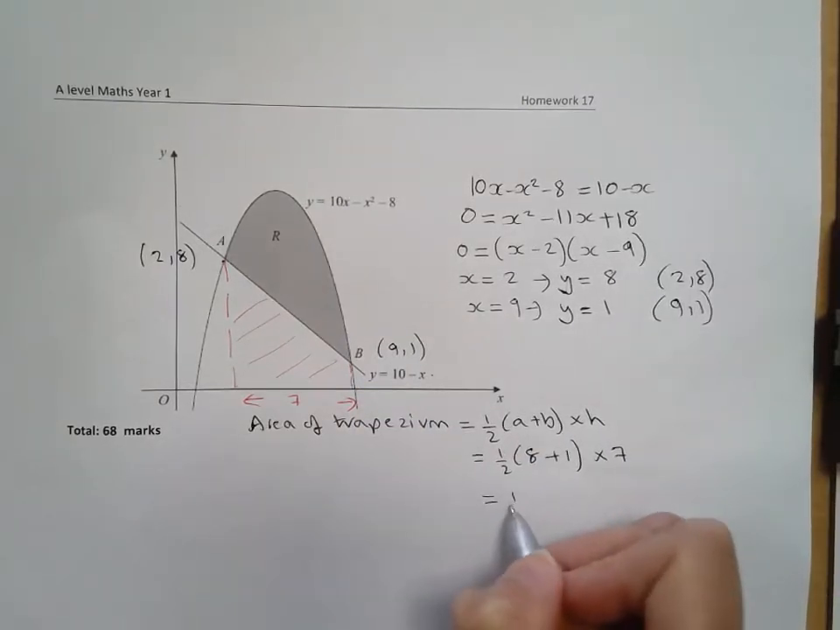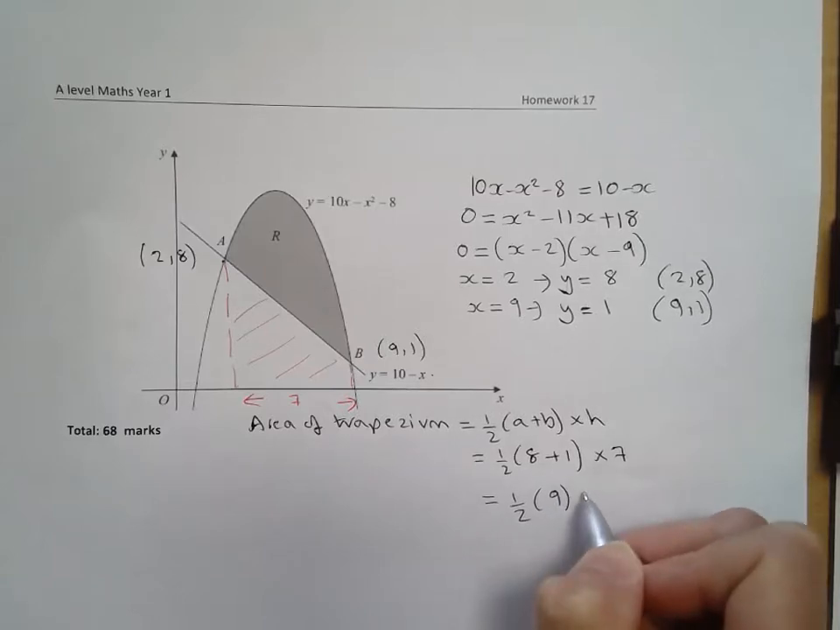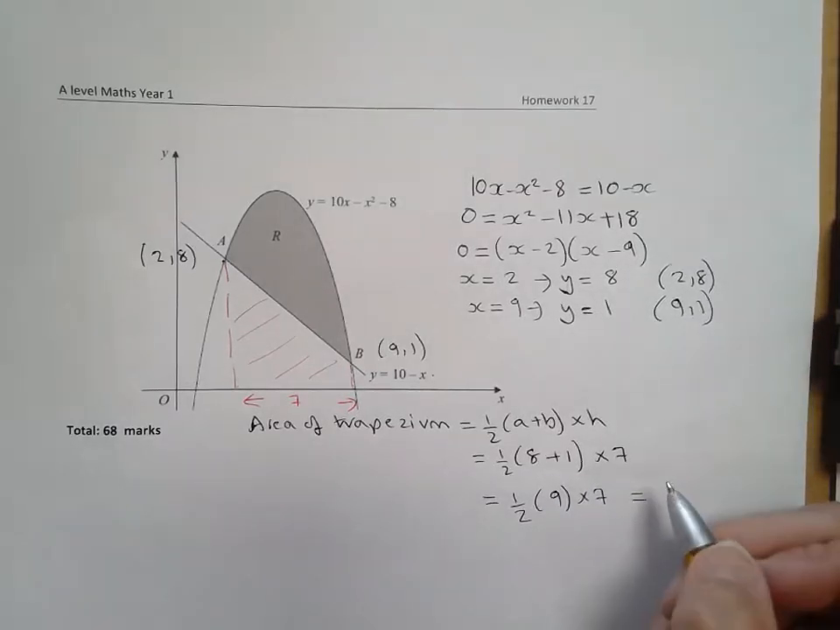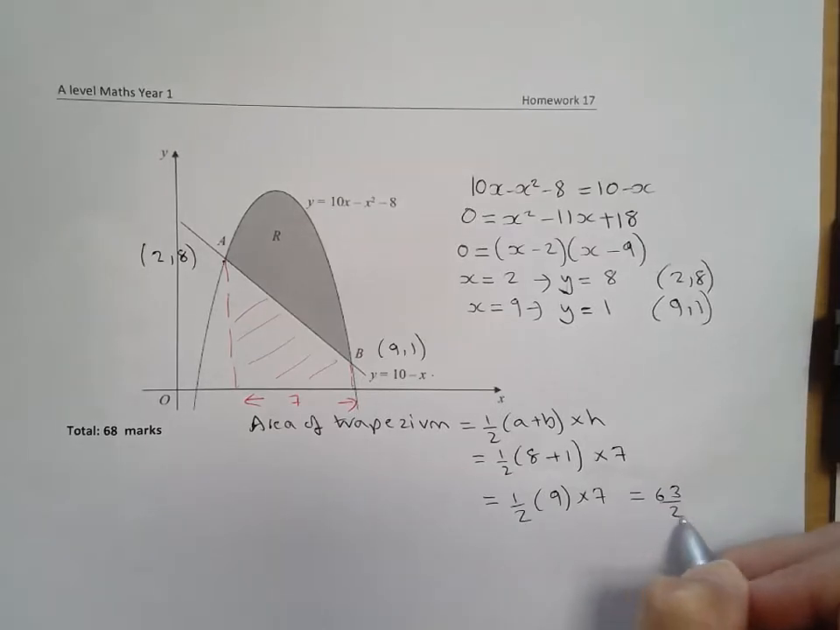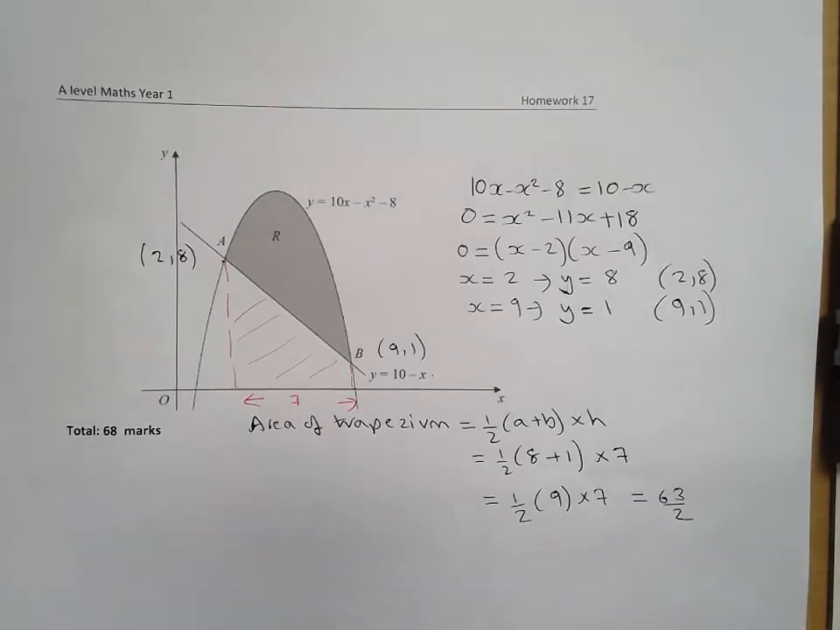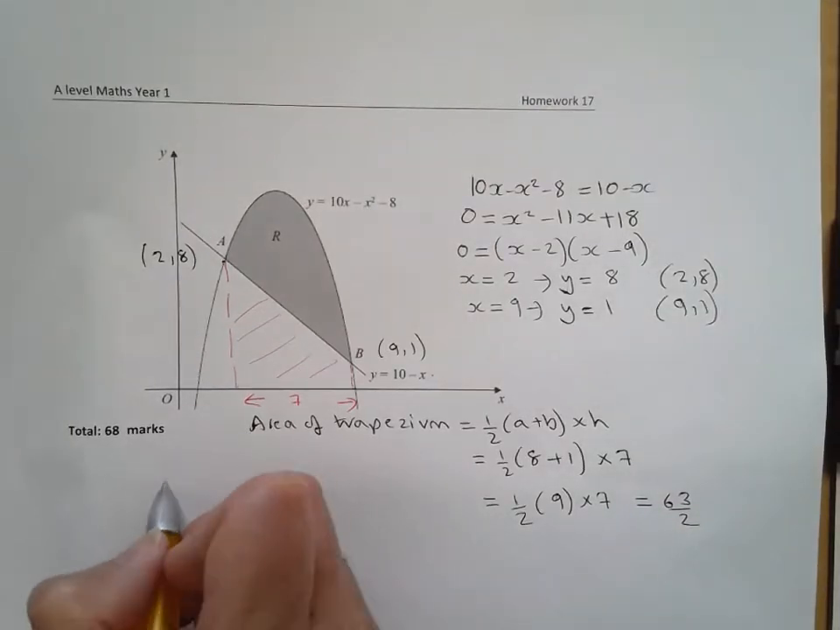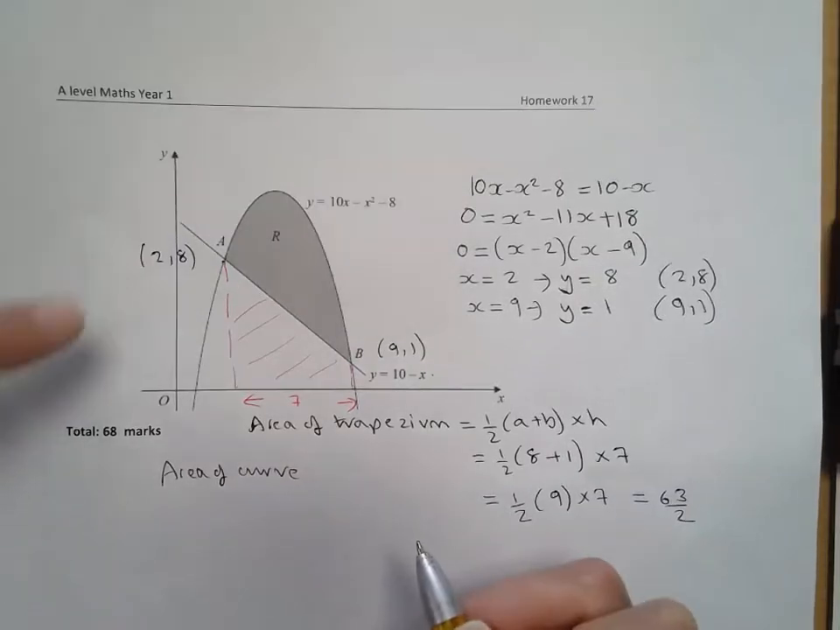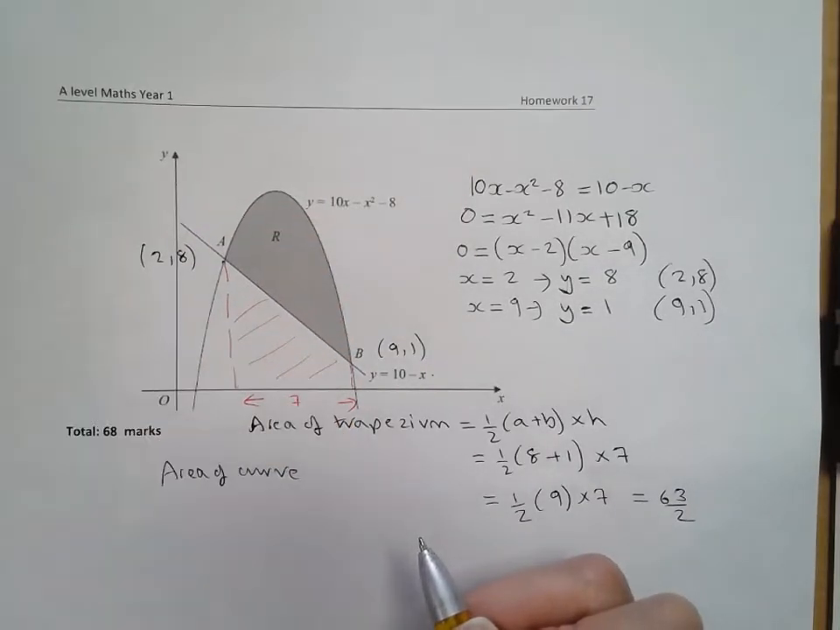So work that out, half of 9 times 7. So I've got an area of 63 over 2. So that's my area of the trapezium. I'm now going to get the area of the curve between A and B, because that will give me the full area from the curve right down to the x-axis.